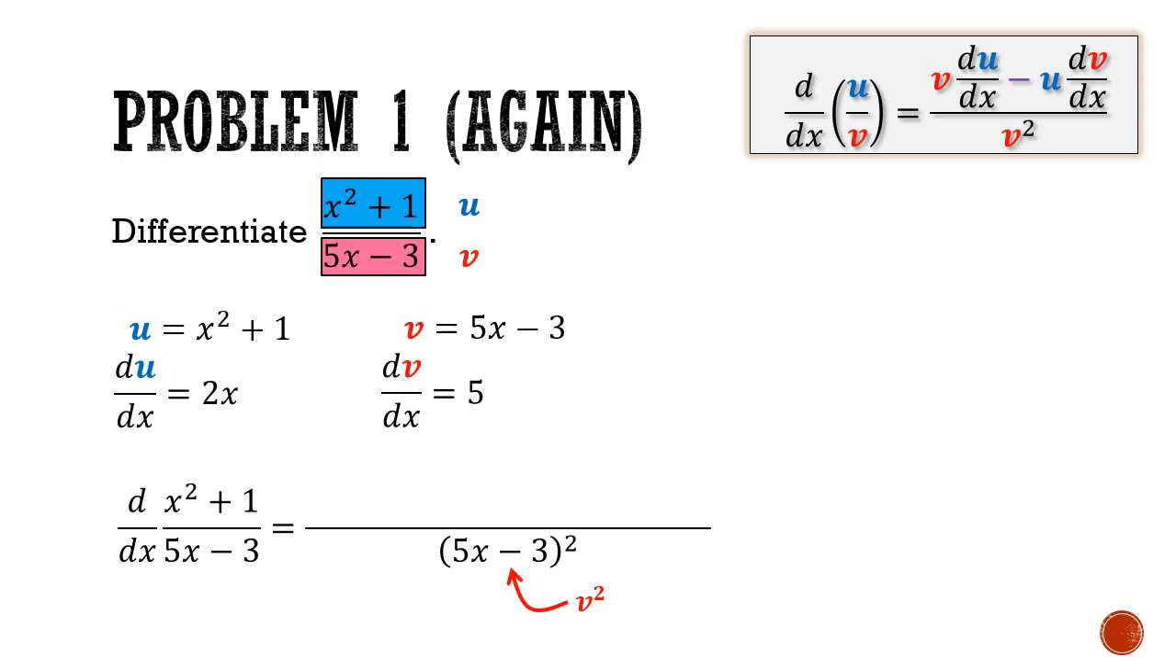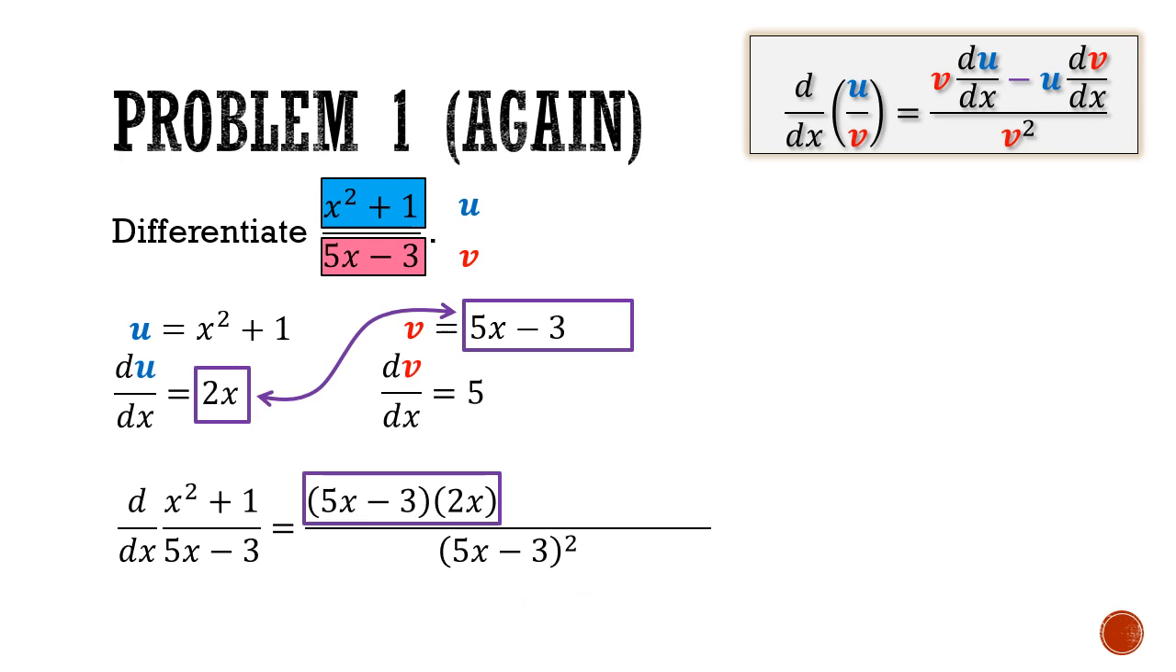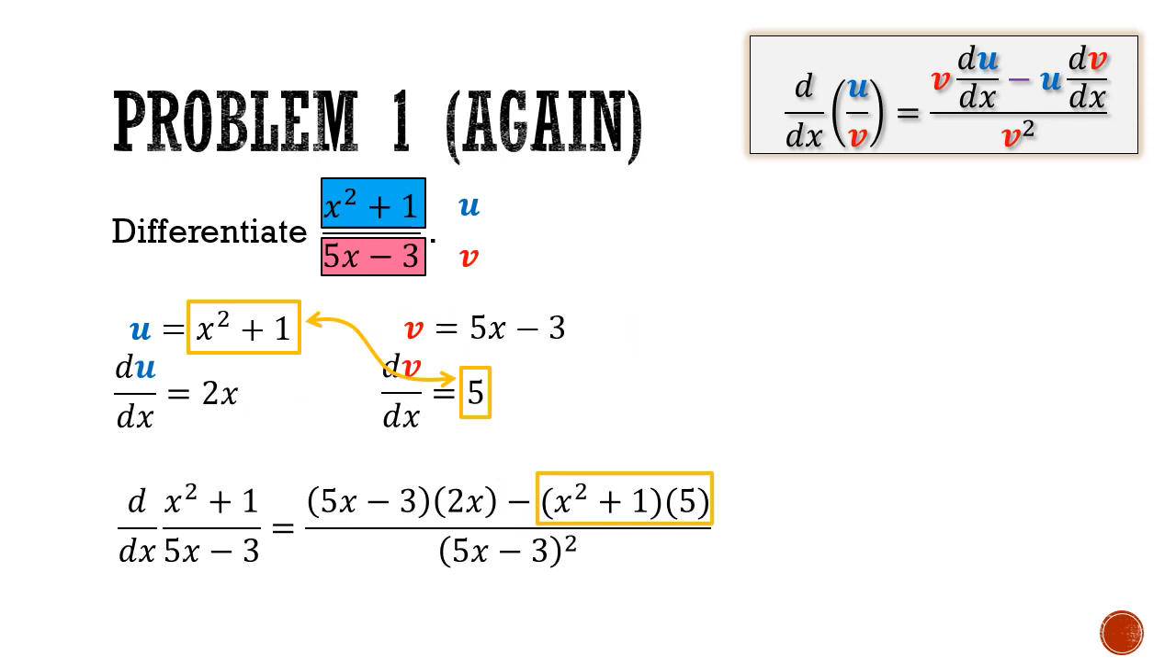But for the numerator, please be careful here. v du dx comes before u dv dx. If you swap these two terms around, you're going to get the negative of the correct answer. So v du dx gives us 5x minus 3 times 2x, and we will subtract away the u dv dx, which is x squared plus 1 times 5.